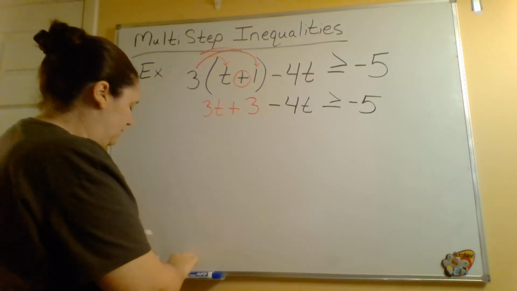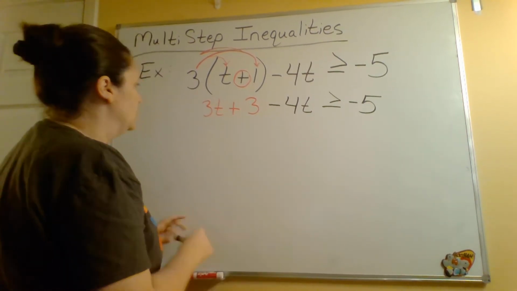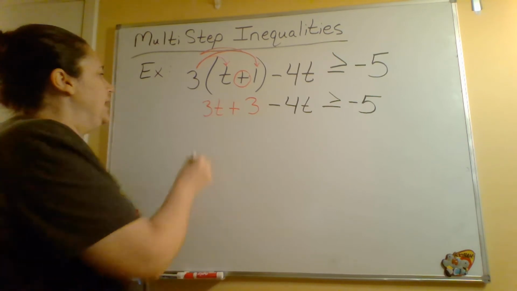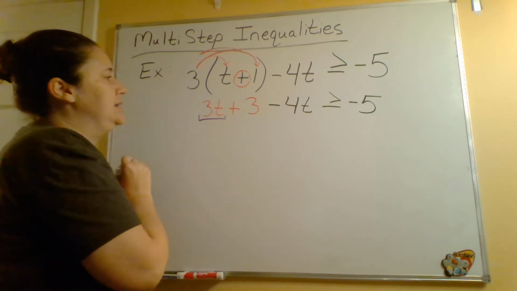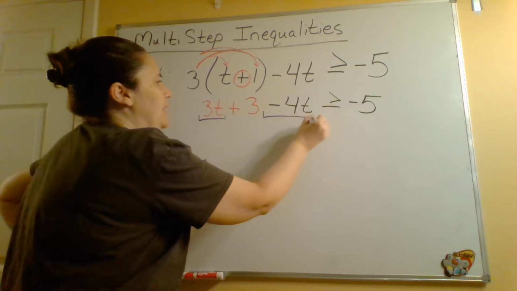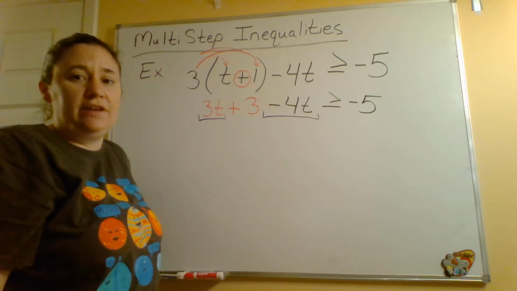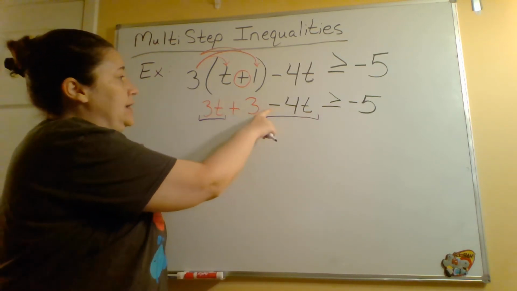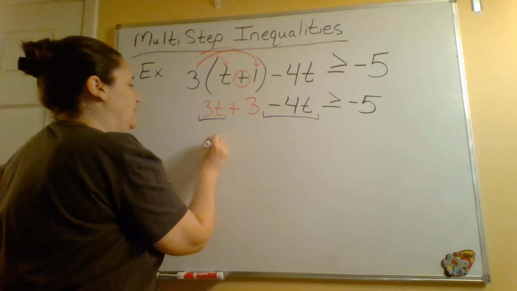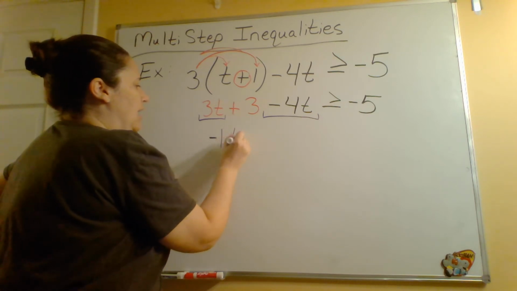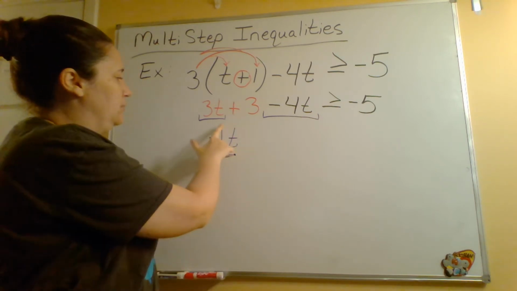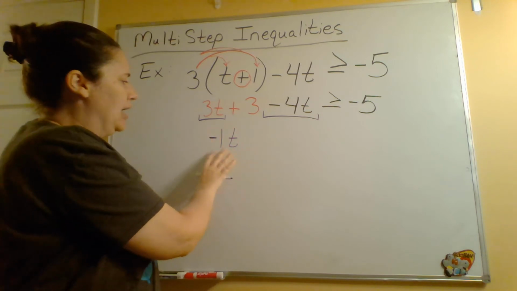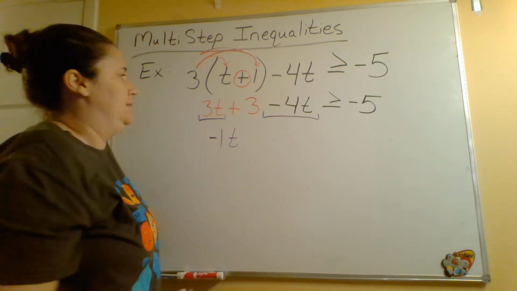Our next step can be to combine like terms. Let's see. I have 3 t's, and I need to take away 4 t's. If you type into your calculator 3 minus 4, it gives you -1 t. I'm going to keep that 1 there. You could erase the 1 and make it invisible, but I'm going to keep it there for now, and you'll see why in a minute.